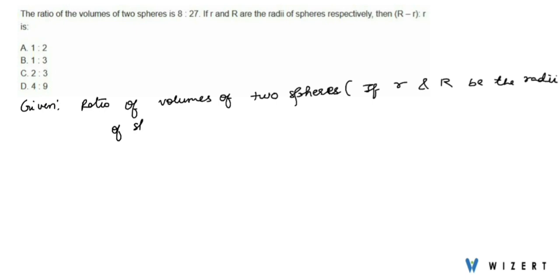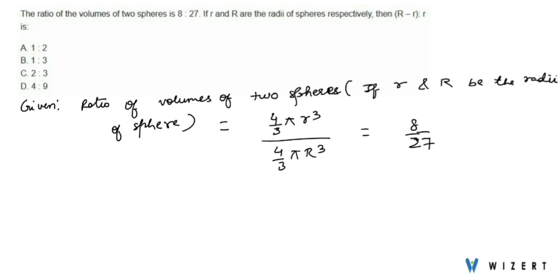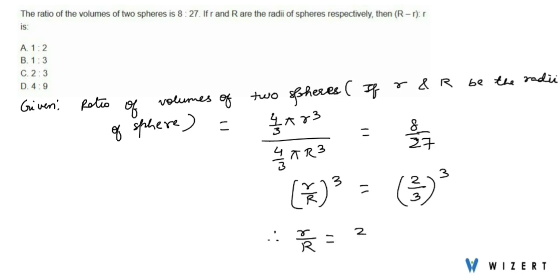radii of spheres. So this ratio will be equal to, we know that the volume of a sphere is given as 4/3 pi r cube. So small r and capital R are the radii. So this ratio is given in the question as 8/27. So from here 4/3 pi gets cancelled from numerator and denominator. So small r by capital R whole cube will be equal to, this is the cube of 2/3 because 2 cube is 8 and 3 cube is 27. So 2/3 whole cube. Therefore from here we can get small r by capital R as 2/3.